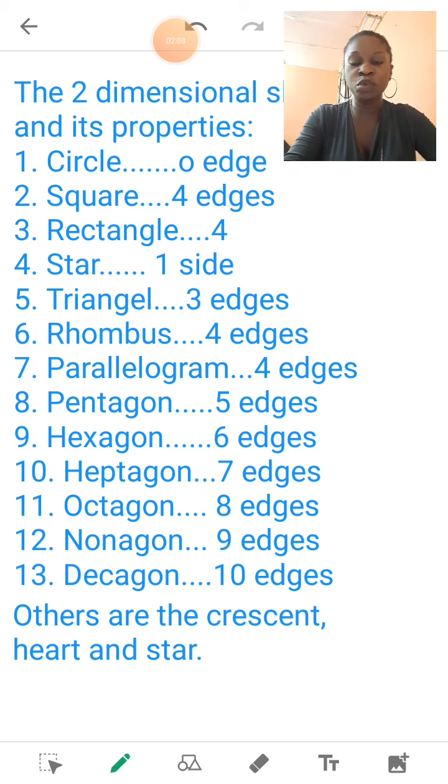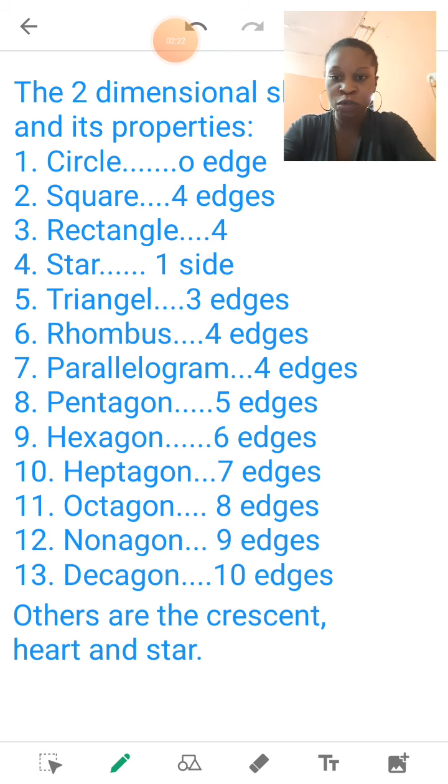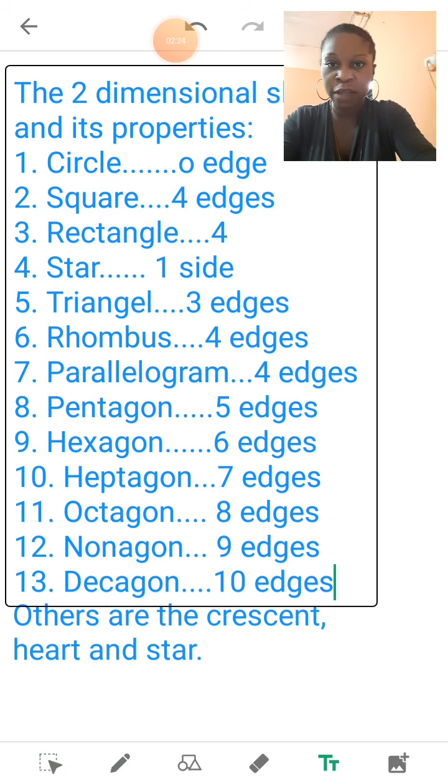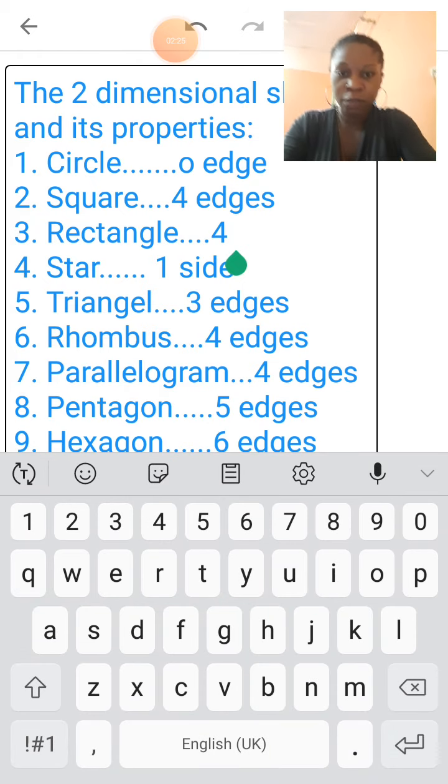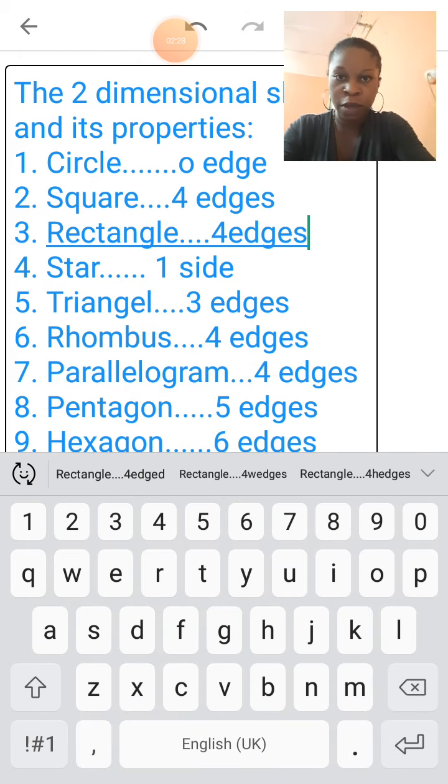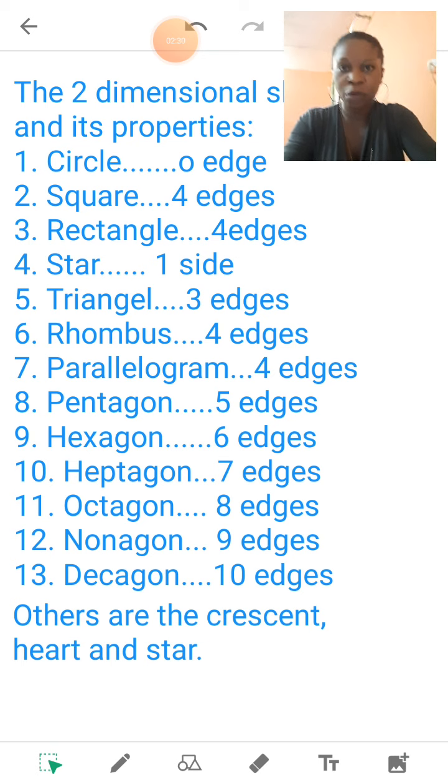Yes, these are 2-dimensional shapes and their properties. We have the circle. We all know the circle. The circle has no edge. The square has edges. If you count them, the box-like shape has four edges, 4 sides. The rectangle also has 4 edges. Okay, I forgot to put edges here. Let's just do that. Edges. Yeah, thank you. All right.